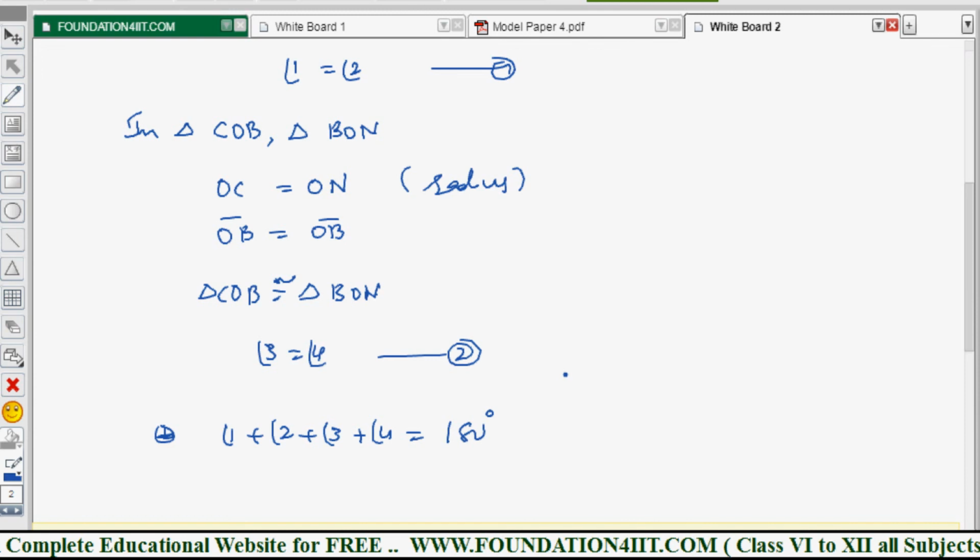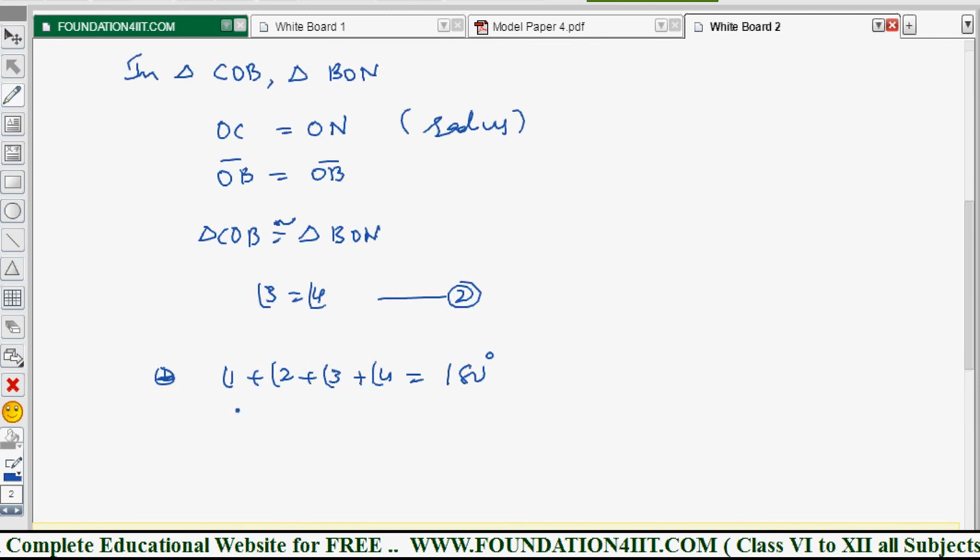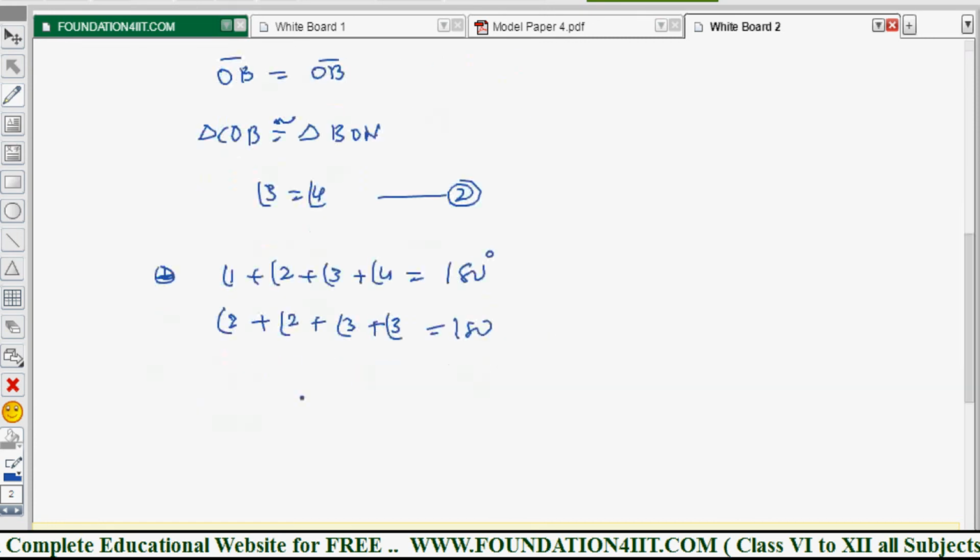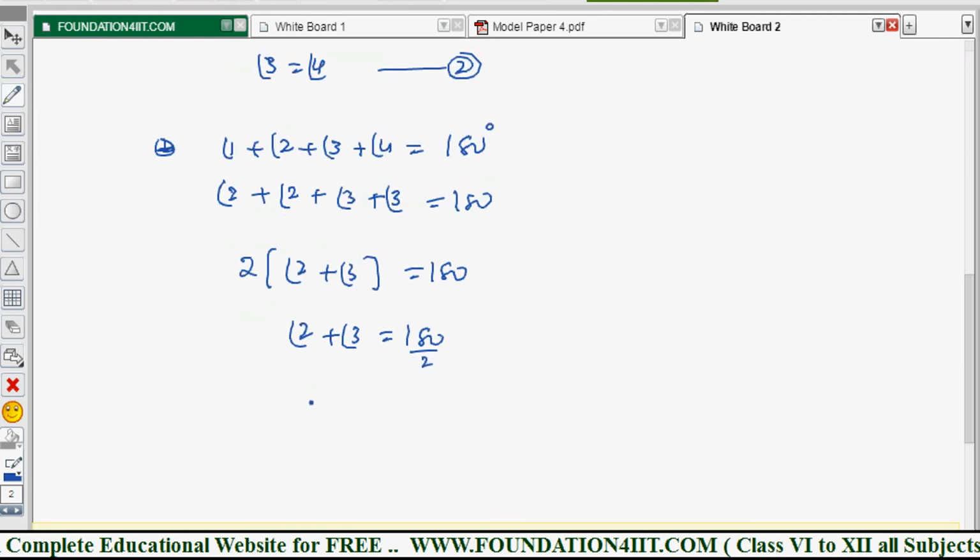In the place of 1 also you can keep 2. In the place of 4 also I am keeping angle 3. So angle 2 plus angle 2 plus angle 3 plus angle 3 is 180. That means 2 times angle 2 plus angle 3 is equal to 180. Then angle 2 plus angle 3 is 180 divided by 2, that is 90 degrees. Angle 2 plus 3 is nothing but angle AOB. Therefore angle AOB is equal to 90 degrees.